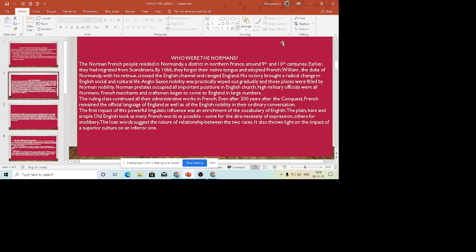Now, in the same way, we see that the influence on the language was quite deep, and there was an enrichment of the vocabulary of English. Obviously, a huge number of French words started to come into English. The plain, bare and simple Old English took as many French words as possible, some for the dire necessity of expression, others for snobbery. So there were two purposes mainly.